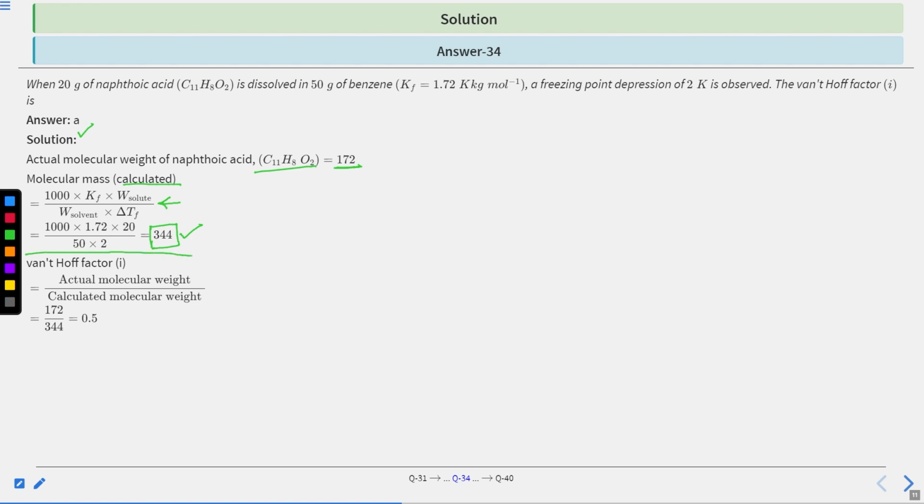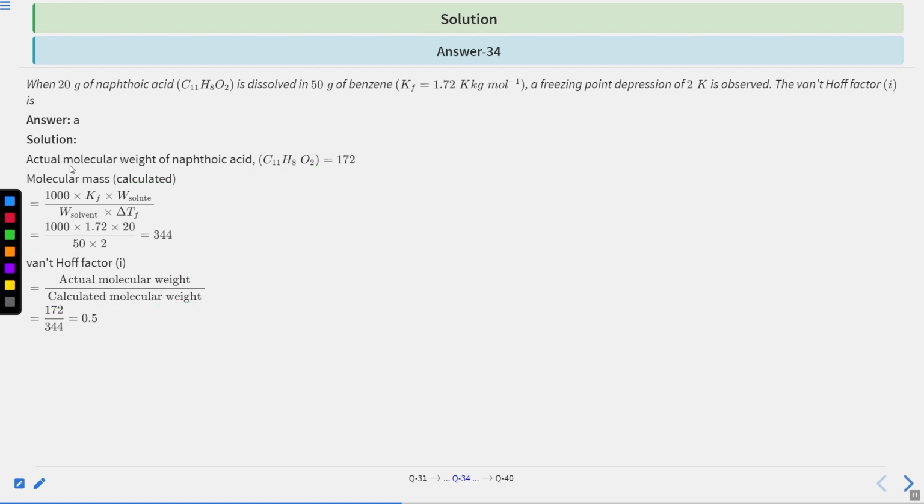And this is the formula of Van't-Hoff factor, that Van't-Hoff factor i equals to actual molecular weight, which we know, upon calculated molecular weight, which we have calculated using any formula, right. So on putting these two values in the fraction, 172 actual molecular weight divided by calculated molecular weight, which is 344, this fraction is coming out as 0.5, which is equal to the Van't-Hoff factor. So i equals to 0.5. Hence, option A is the correct answer.